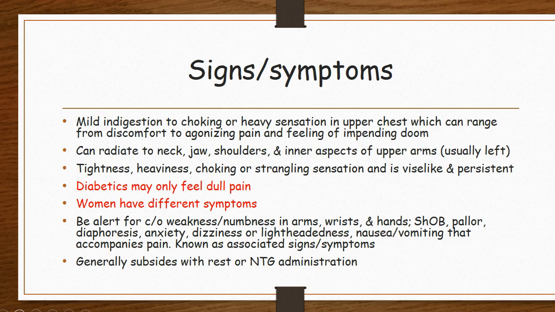Again, remember that your populations are going to have irregular signs and symptoms, so your diabetics might just have abdominal pain, your women are going to have different symptoms. This is why more women die from MIs than men. And your elderly population might not even know that they're having chest pain.